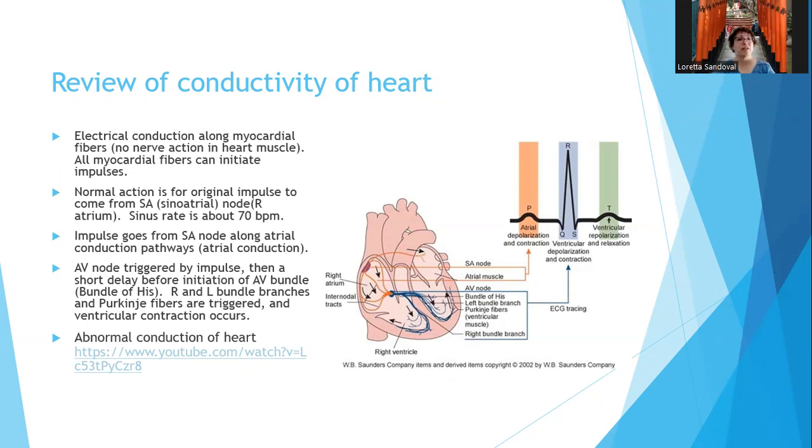The impulse from the sinoatrial node goes along the atrial conduction pathways. That's considered atrial conduction. That's the P part of the EKG wave. The AV node is triggered by that impulse, and then a short delay before initiation of the atrioventricular bundle, which is also known as the bundle of His. The left and right bundle branches and the Purkinje fibers are triggered, and ventricular contraction occurs, and that's the QRS part of the EKG. And then the ventricular repolarization and relaxation is the T part of the EKG.